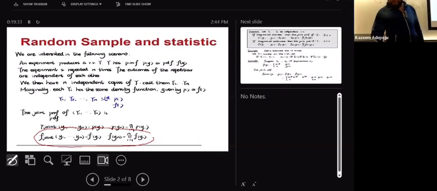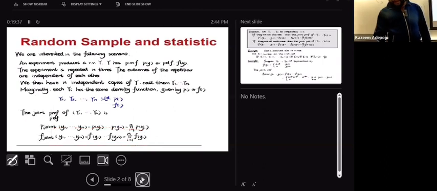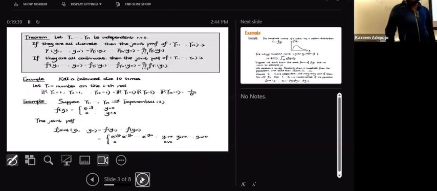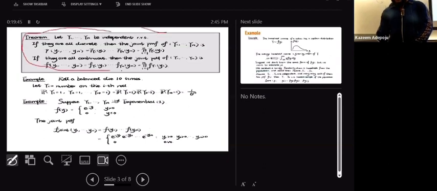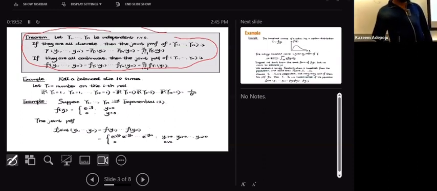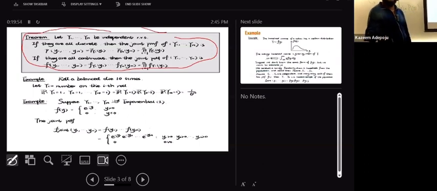Okay, now I'm going to go to the next page. So the theorem is just the independence theorem that I just talked about, for PMF, for discrete random variables, and PDF for continuous. Now, I want us to go into an example right now.